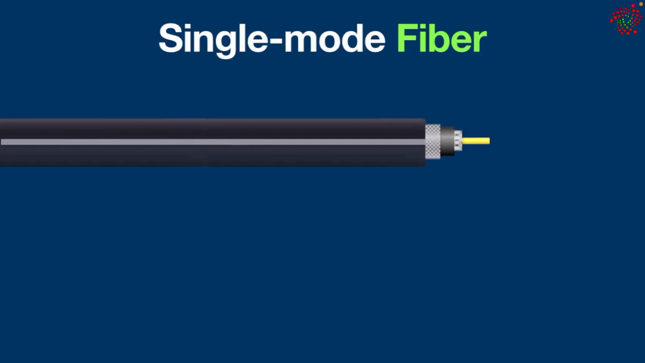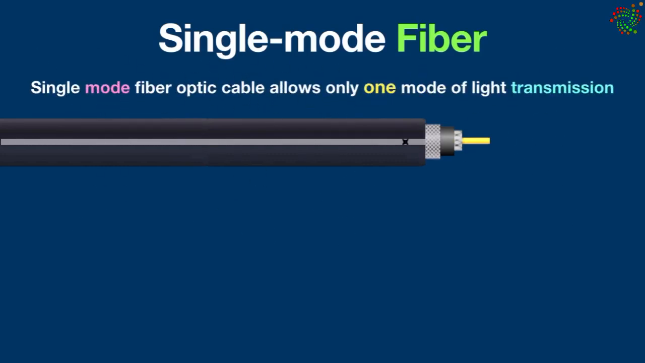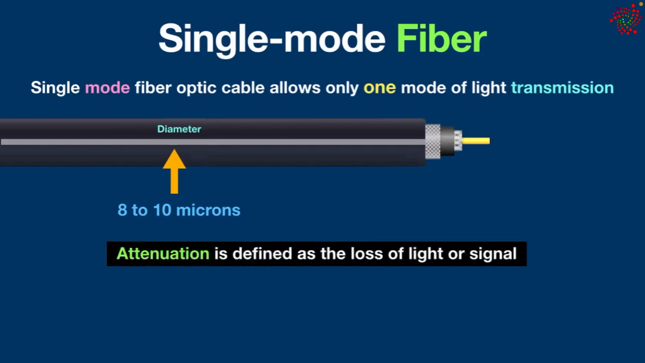Single mode fiber optic cable, as the name suggests, allows only one mode of light transmission. It has a very small core diameter, typically ranging from 8 to 10 microns. This narrow core enables light to travel in a single direct path, reducing signal dispersion, scattering effect, and attenuation over long distances. Attenuation is defined as the loss of light or signal.